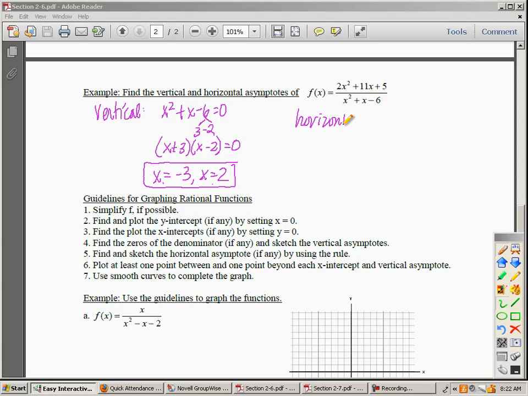When you do your horizontal asymptotes, we go back to the rules on front. When the degree is the same in the numerator and the denominator, then what we do is we divide the leading coefficients. So 2 divided by 1 equals 2. So my horizontal asymptote occurs at y equals 2.